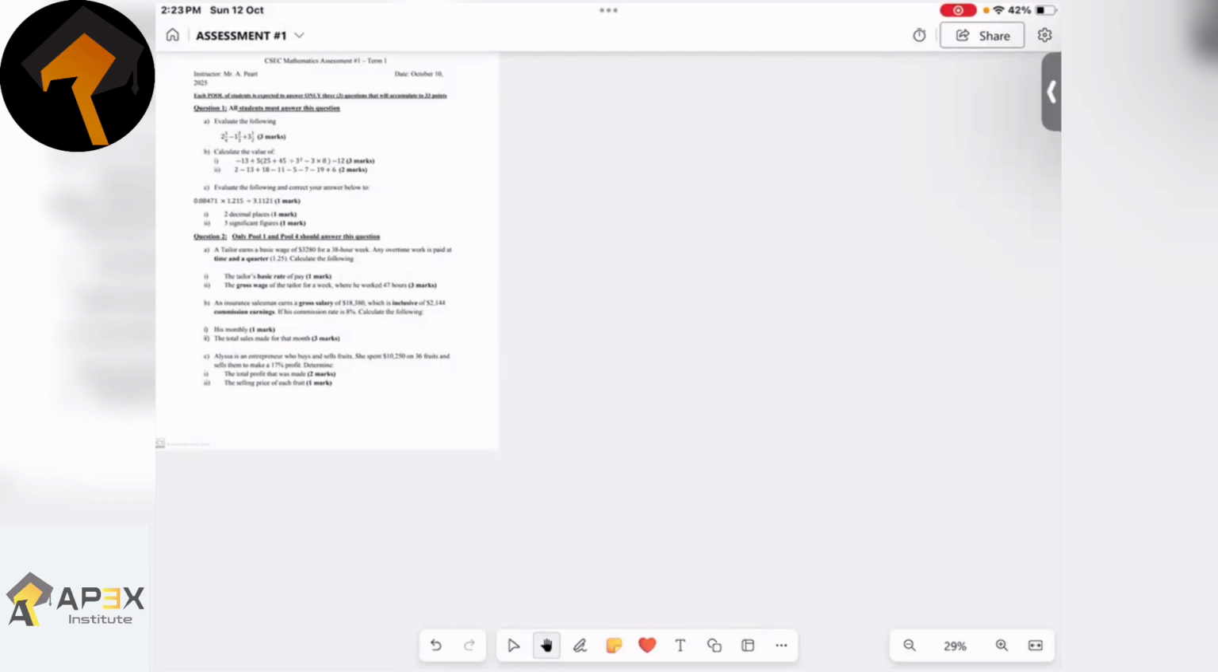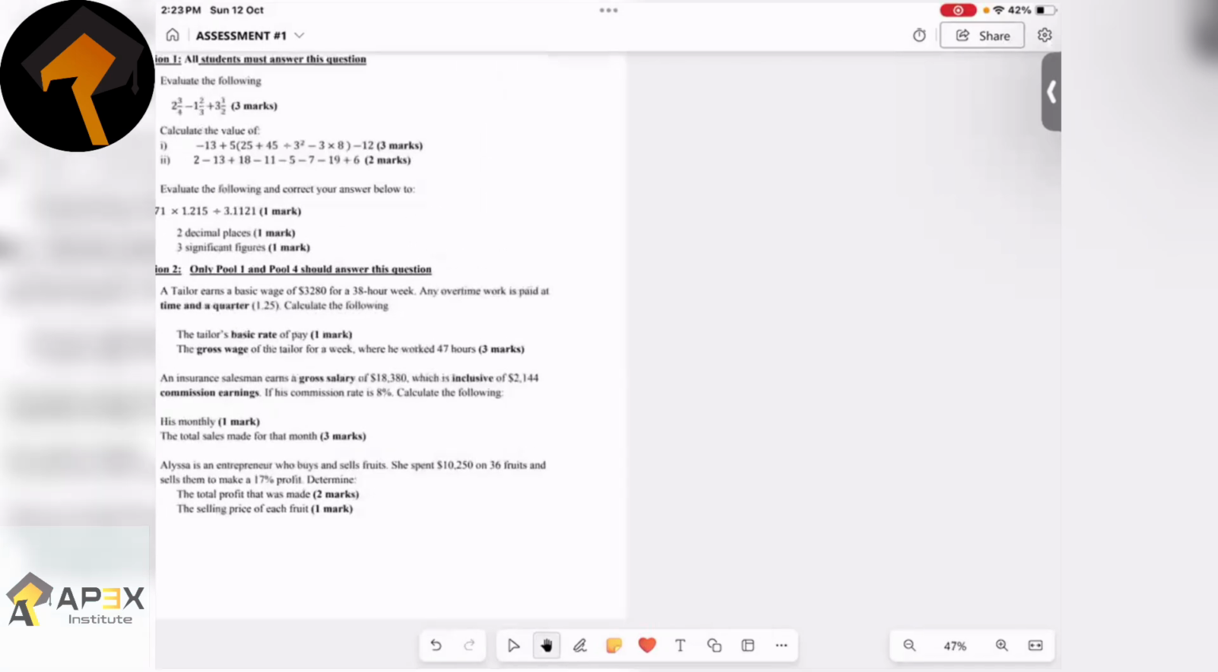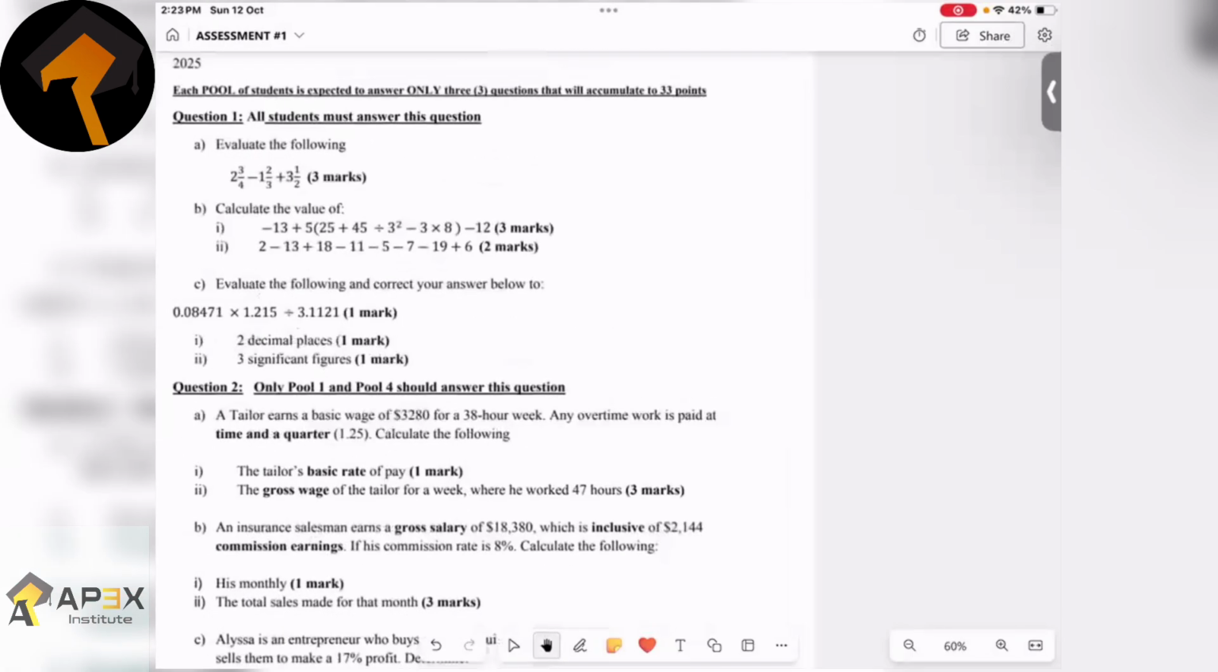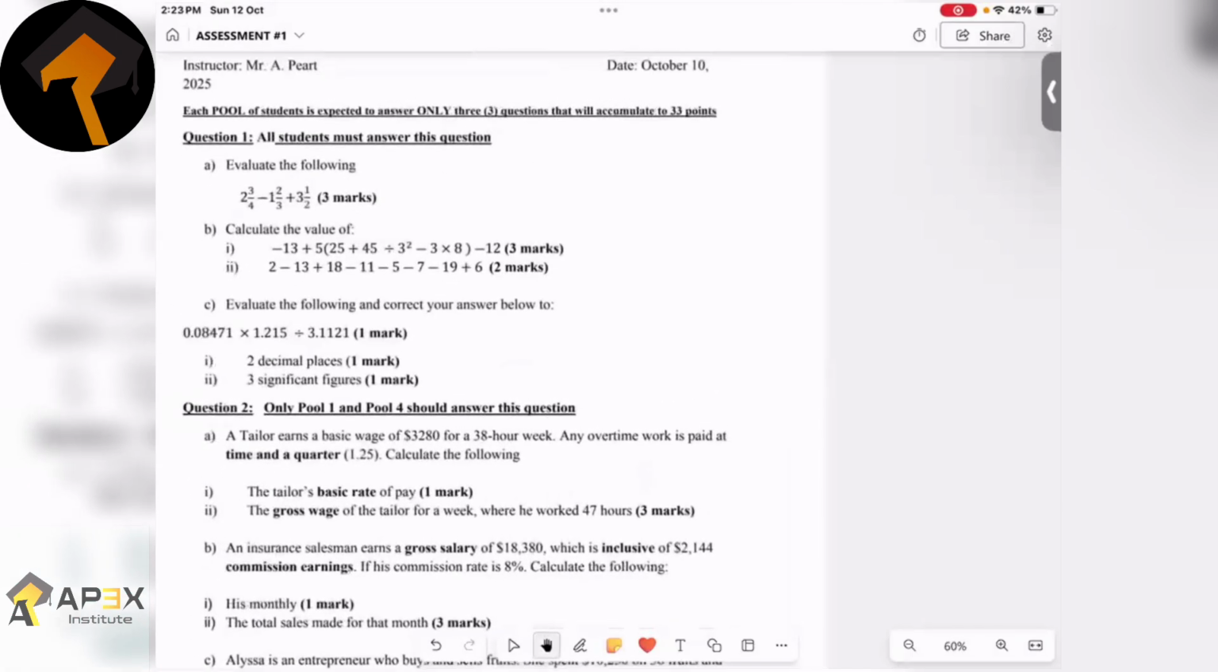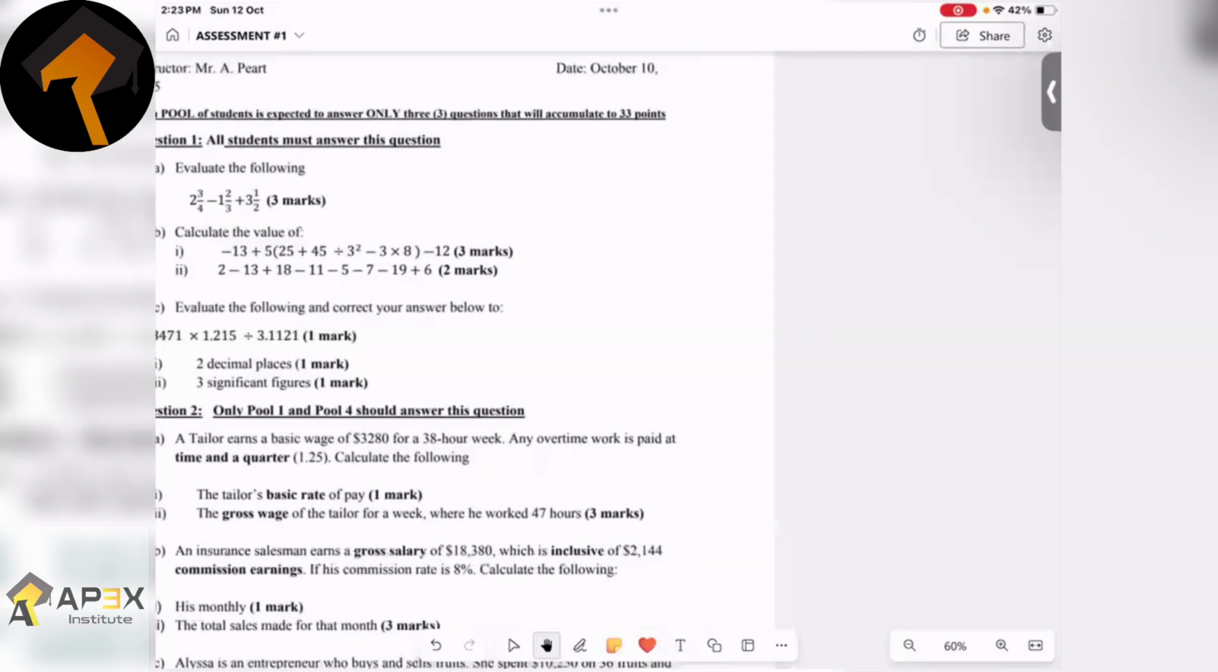As you can see here, very straightforward. Let's zoom it up a little bit. It says here: Instructor, Mr. Peart, October 10th, 2025. That's when the exam was administered. Each pool of students is expected to answer only 3 questions that will accumulate to 33 points. That means every mark that they get is worth 3%. All students must answer this section because all the students in my pool were doing fundamentals at the time. So let's get right into it, ladies and gentlemen.